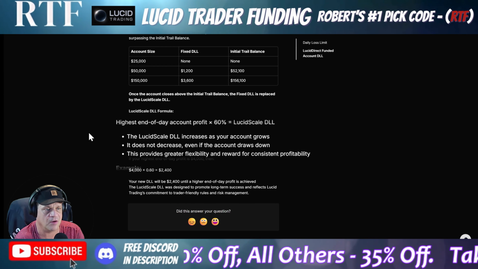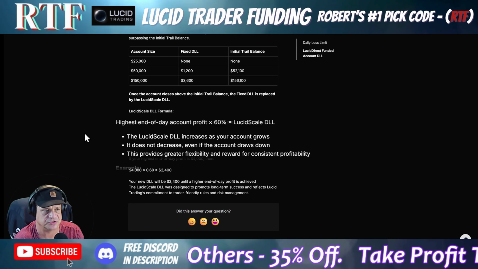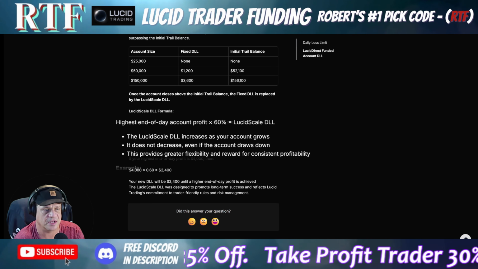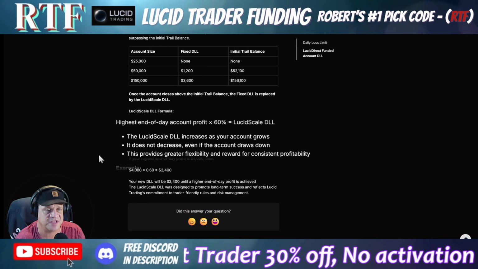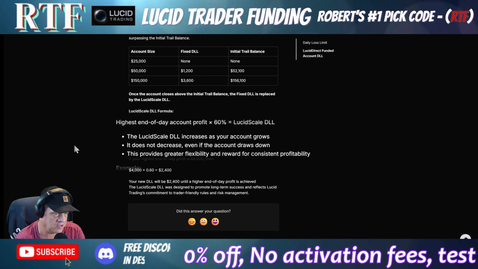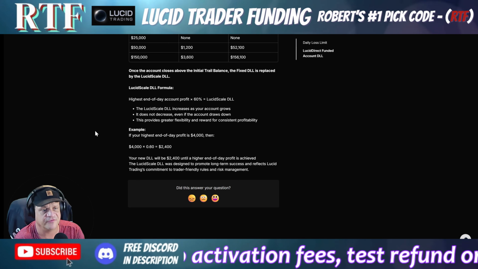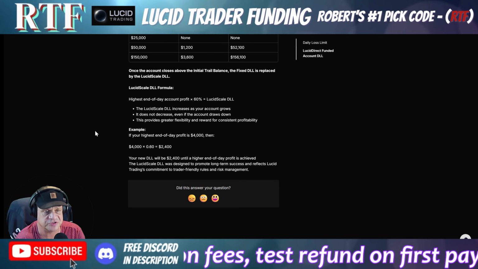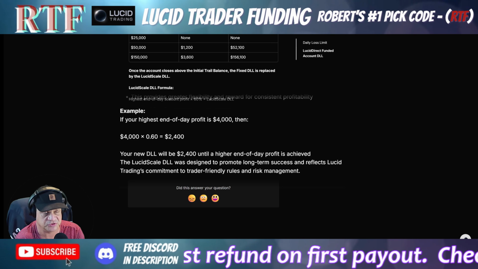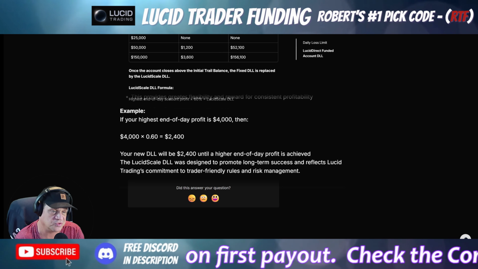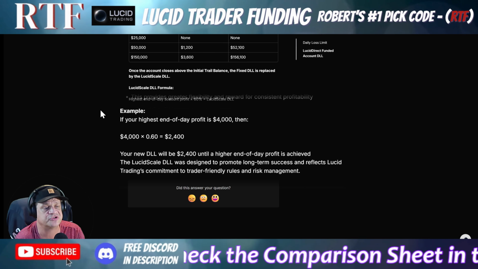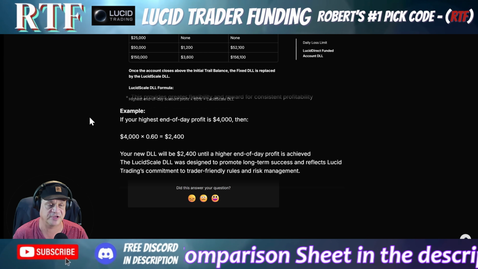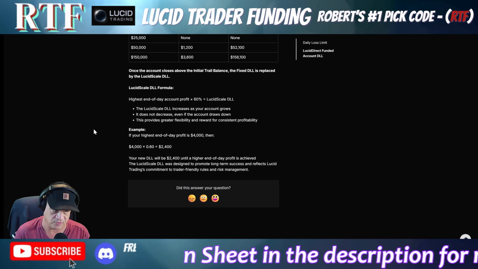And here's the Lucid Scale DLL formula. The highest end of day account profit times 60% equals the Lucid Scale DLL. The Lucid Scale DLL increases as your account grows. It does not decrease, even if the account draws down. This provides greater flexibility and rewards consistent profitability. If your highest end of day profit is $4,000, then 4,000 times 0.6 equals 2,400. The new DLL will be 2,400 until a higher end of day profit is achieved. The Lucid Scale DLL is designed to promote long-term success and reflects Lucid Trading's commitment to trader-friendly rules and risk management.